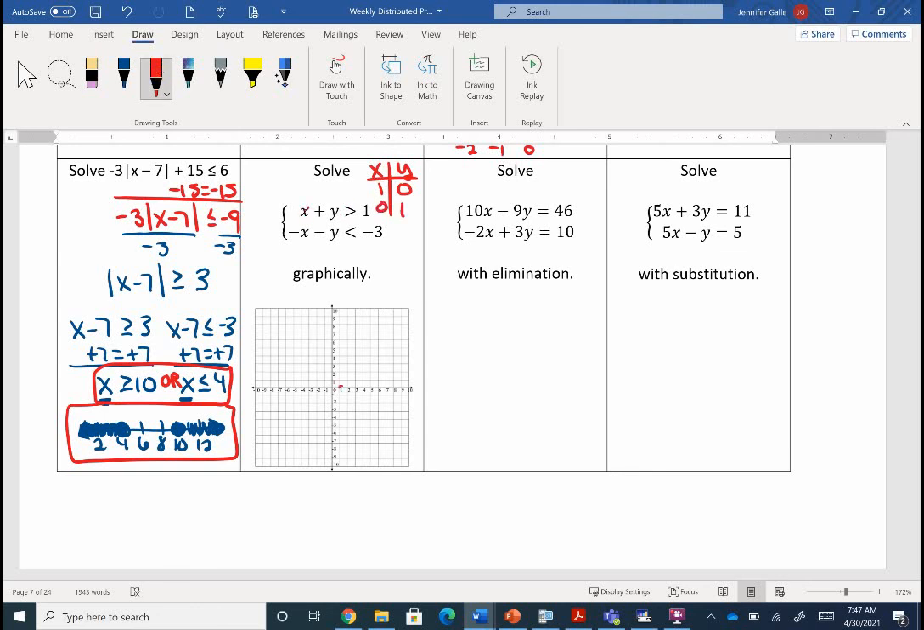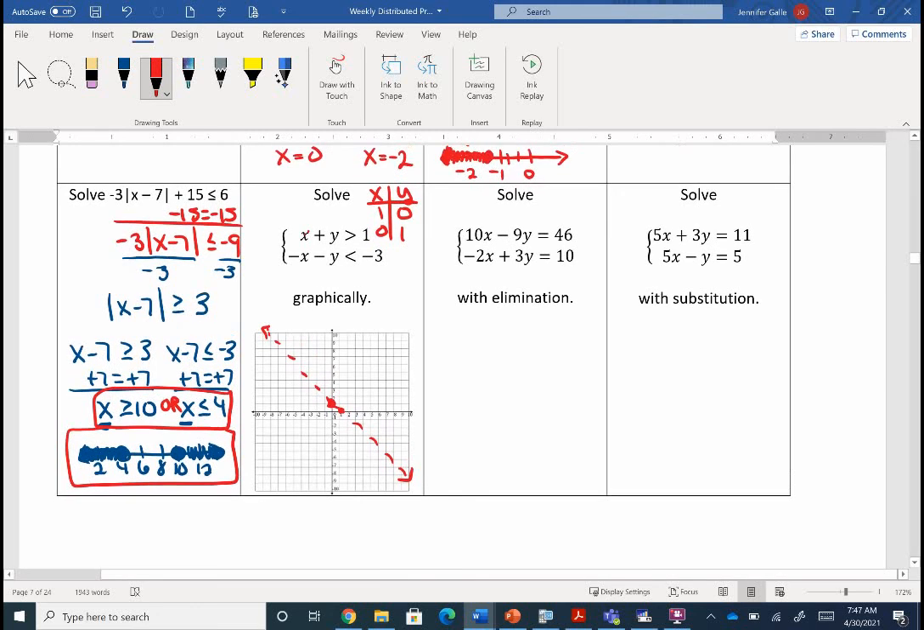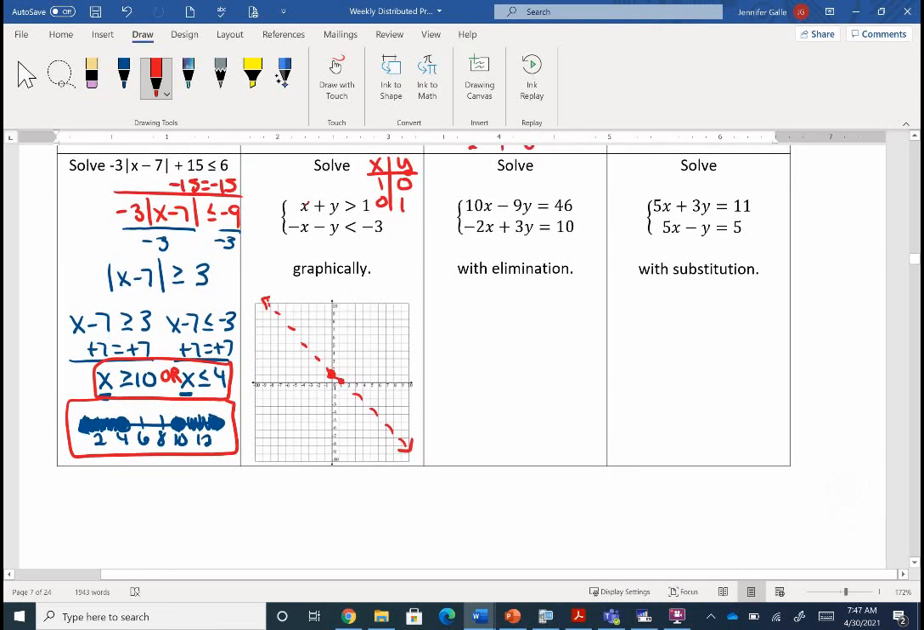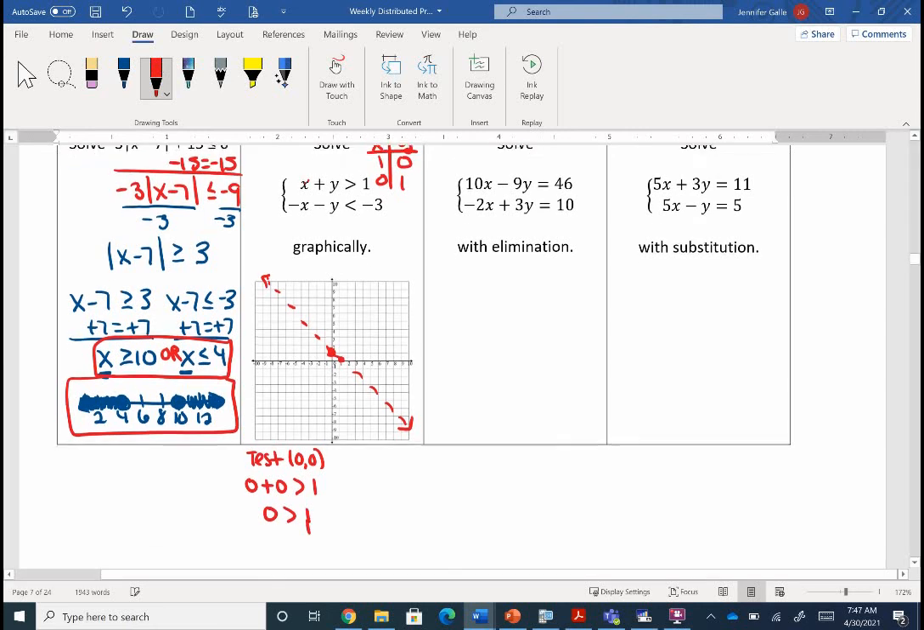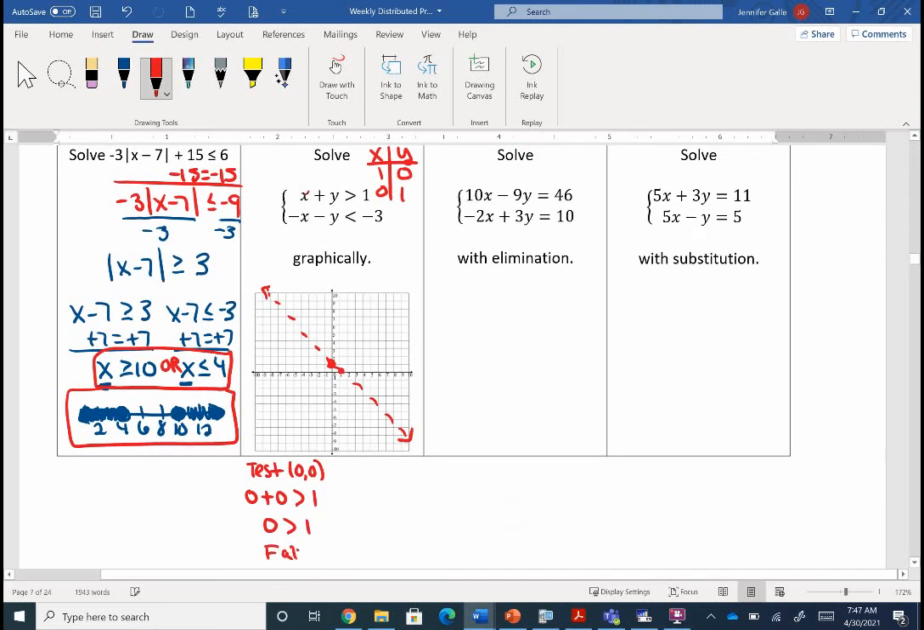There's no equal to, so this one's going to be a dotted line. Now, since it's an inequality, just like we saw earlier, we have to decide which side of the line to shade. So I'm going to go, there's some extra space down below this. I'm going to test 0, 0. So 0 plus 0, is that greater than 1? So is 0 greater than 1? Nope, that's false. So 0, 0 does not work. That's on the bottom side of my line. So I'm going to shade the top side.